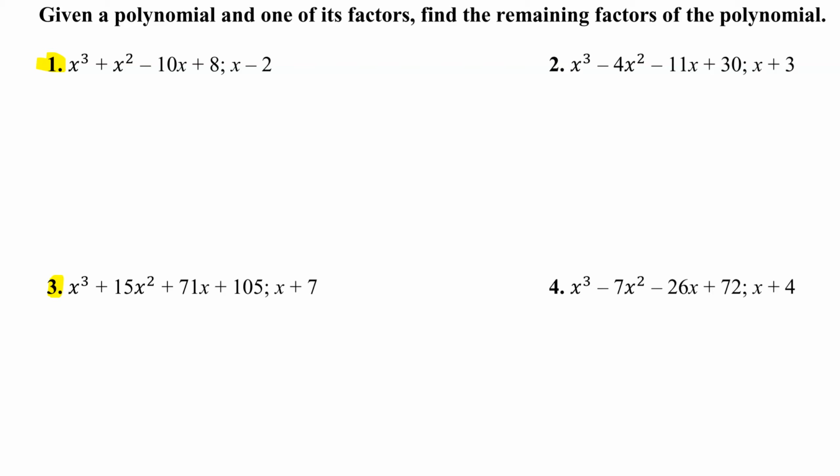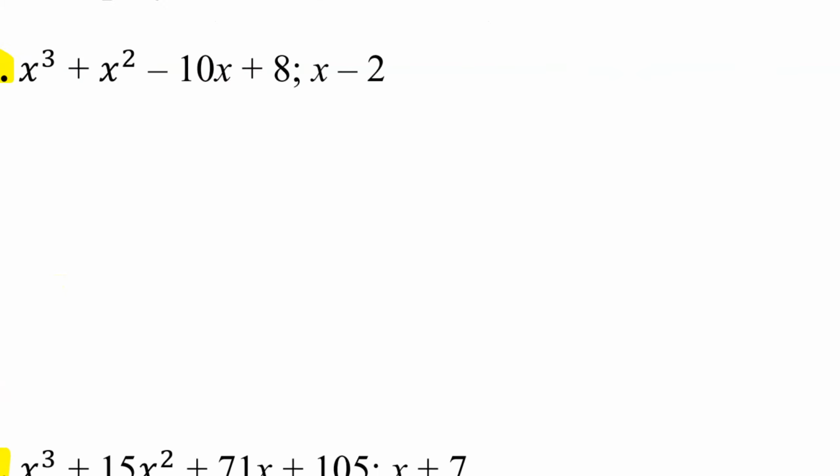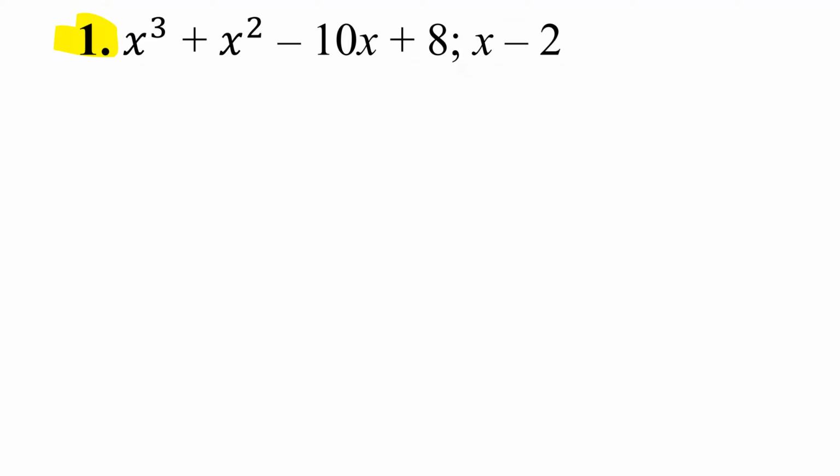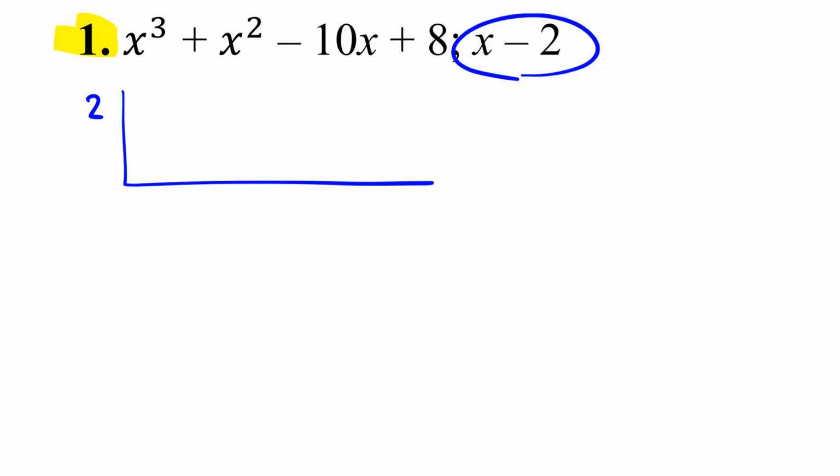Given a polynomial and one of its factors, find the remaining factors of the polynomial. So what's the trick here? What's the first thing we have to do? Okay, that was a really vague question, right? We're doing synthetic division. We're going to add 2. We want to see if it goes evenly. So I put a 2 right here because you set this equal to 0 to find the number you put right there.